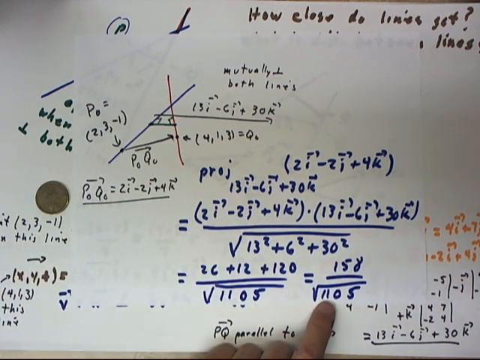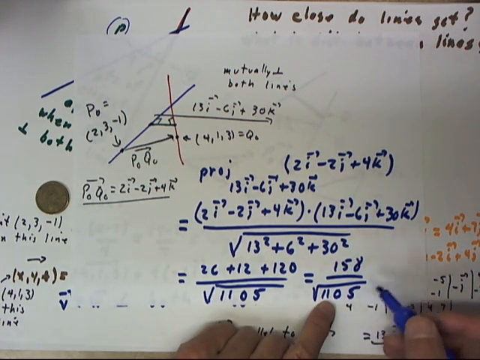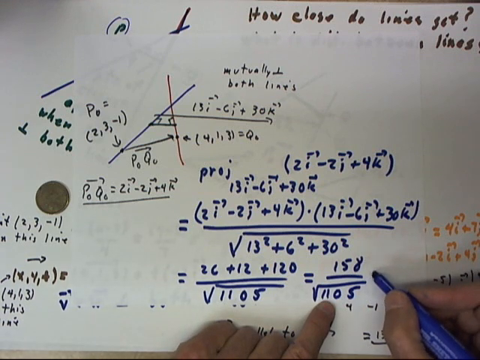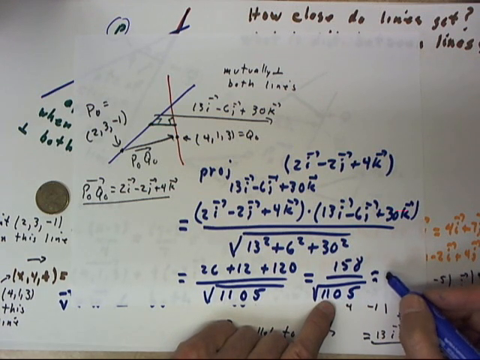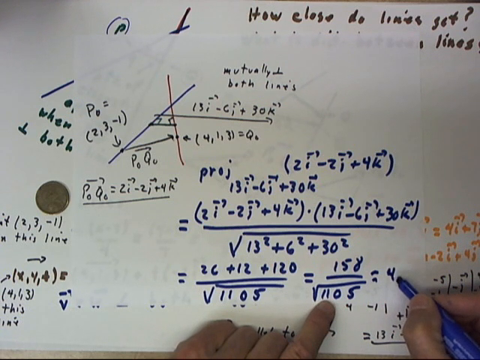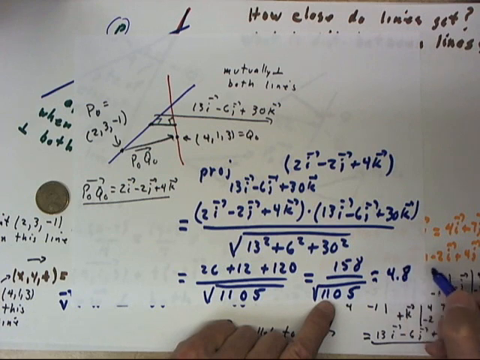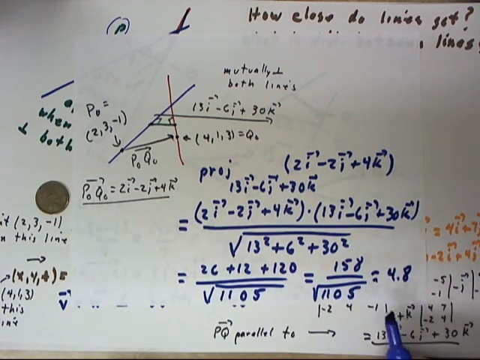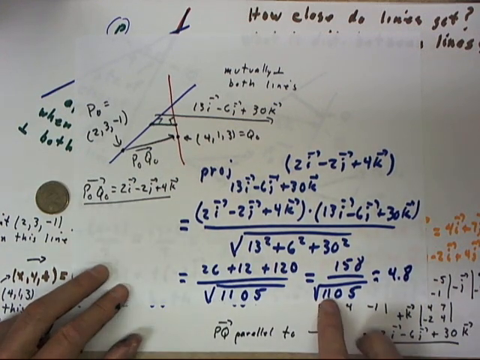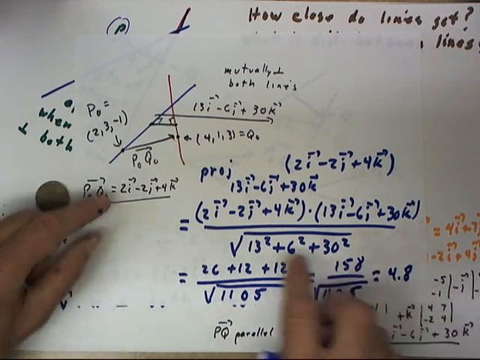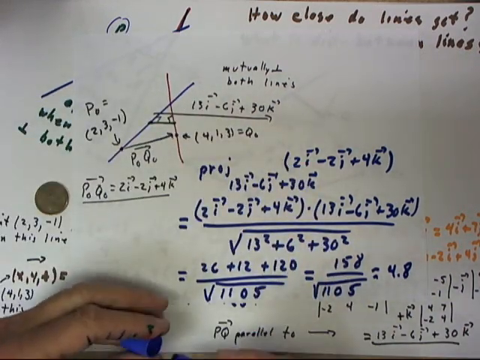And that square root is between 30 and 35, a little closer to 35, so we're going to say maybe 33 divided into that. It's going to be a little less than 5. Let's just take a guess and say 4.8 or 4.9. Okay, that should be the distance between these two lines.